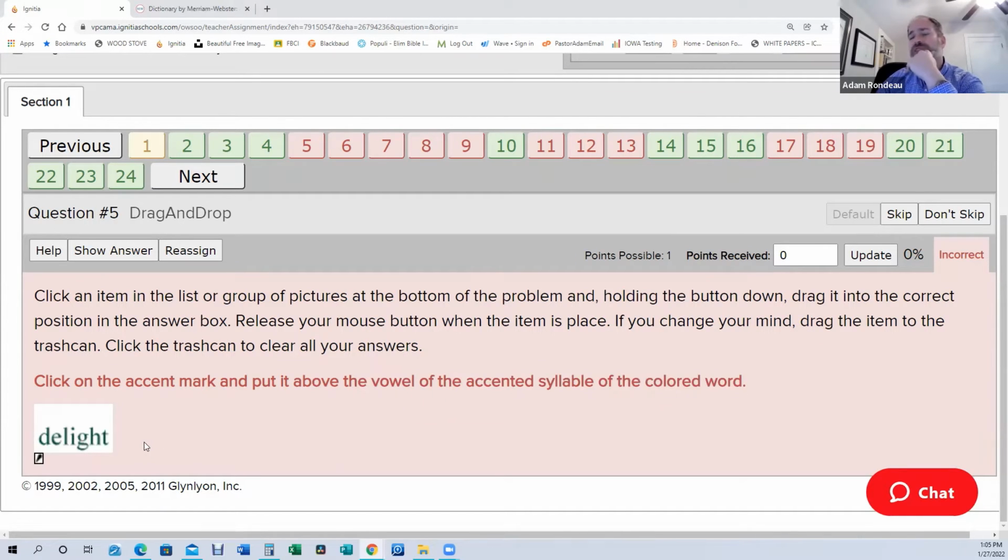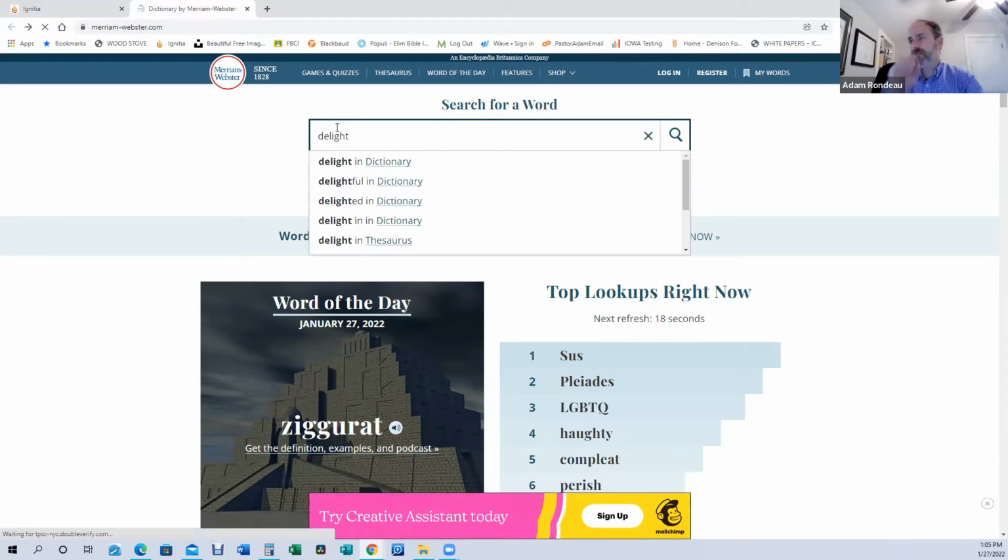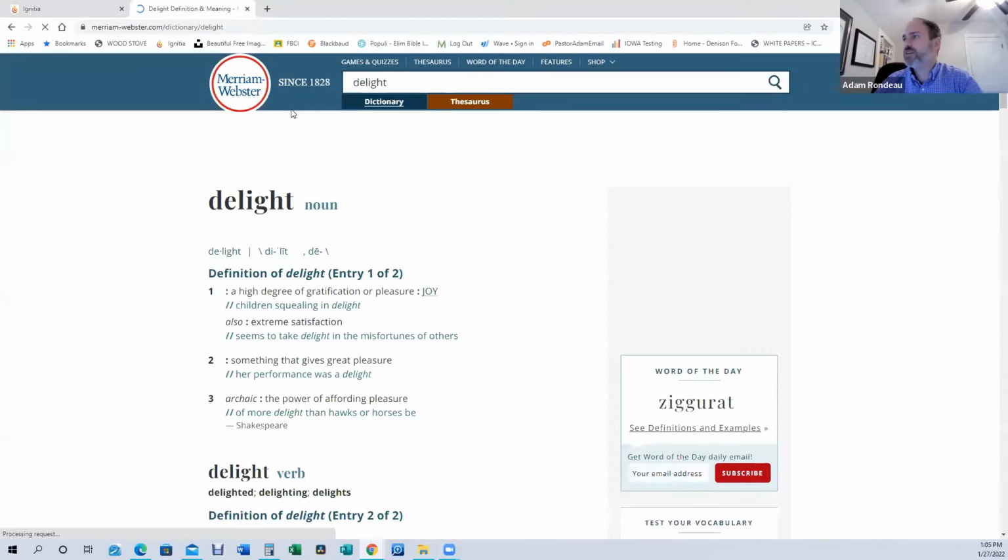There are no particular hard and fast rules for doing this. You're going to have to use a dictionary. I recommend you use Merriam-Webster.com. It's as simple as going to Merriam-Webster.com and typing in the word. In this case, the word is delight. So we're going to type it in and look it up in the dictionary. It's going to bring up the dictionary entry for the word.